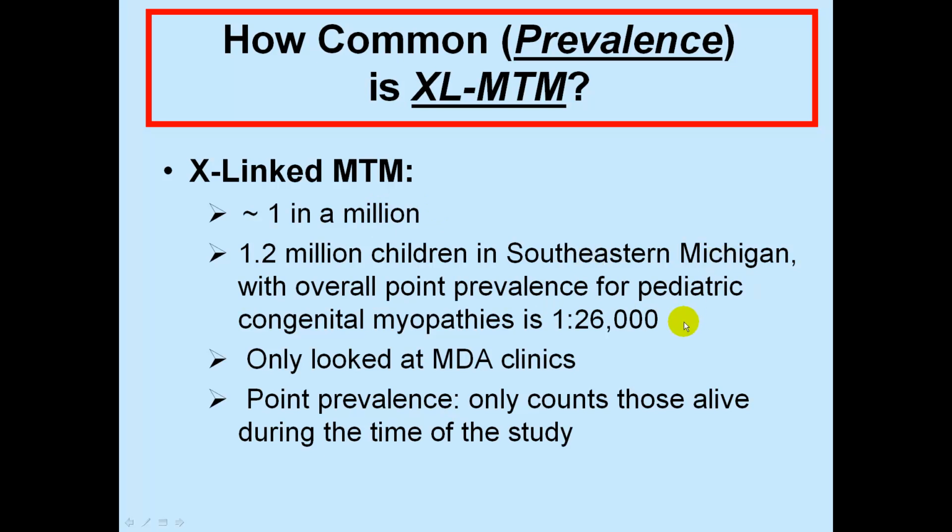This was Dr. James Dowling's group at University of Michigan, and they looked at a population of 1.2 million children living in Southeastern Michigan, and they found an overall point prevalence for pediatric congenital myopathies in general of about 1 case out of every 26,000 children. But only 1 case per million. Out of their 1.2 million children, there was only 1 single case of X-linked myotubular myopathy in their prevalence study.